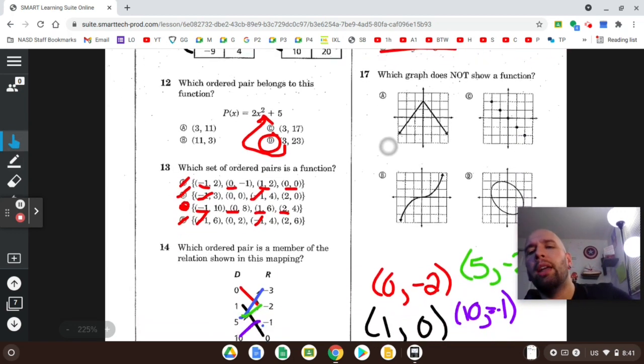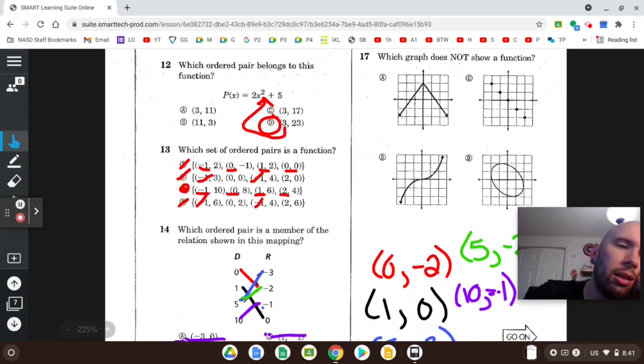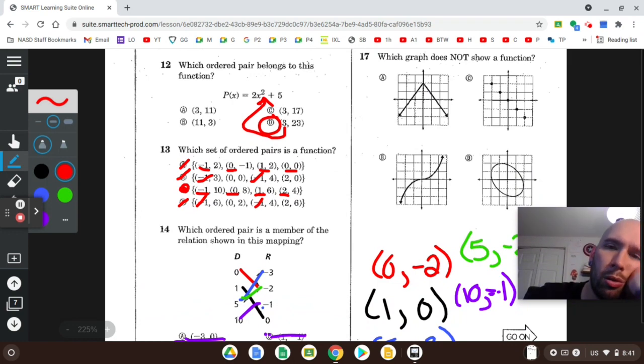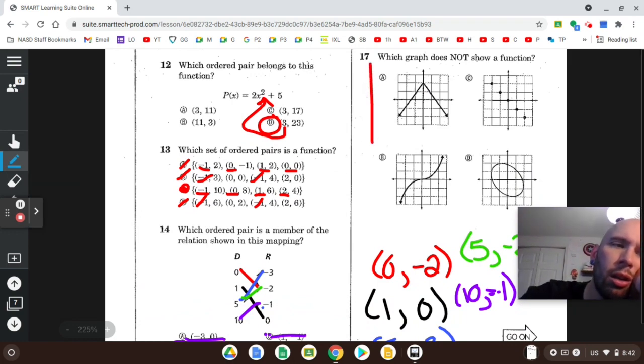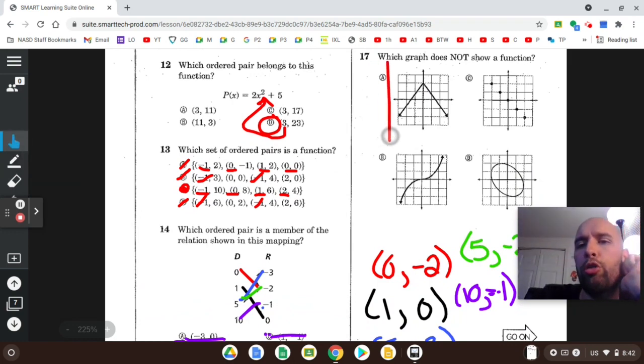Which graph is not a function? Not a function. All right, so straight line. You're good. You're good.